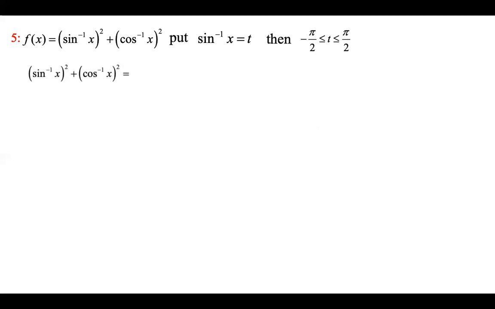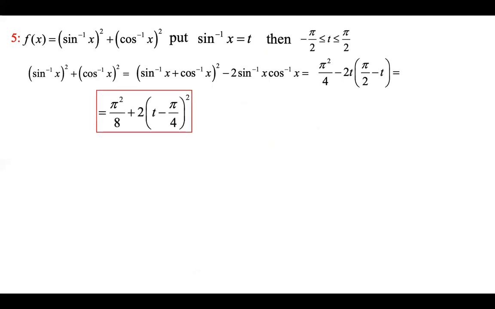So this (sin inverse x)^2 plus (cos inverse x)^2 can be written in the form a square plus b square, that is, (a plus b) whole square minus 2ab. But the value of sin inverse x plus cos inverse x is pi by 2, that is substituted, and cos inverse x is substituted by pi by 2 minus sin inverse x. So we will get the expression like this: pi square by 8 plus 2 times (t minus pi by 4) whole square. This is the final expression.